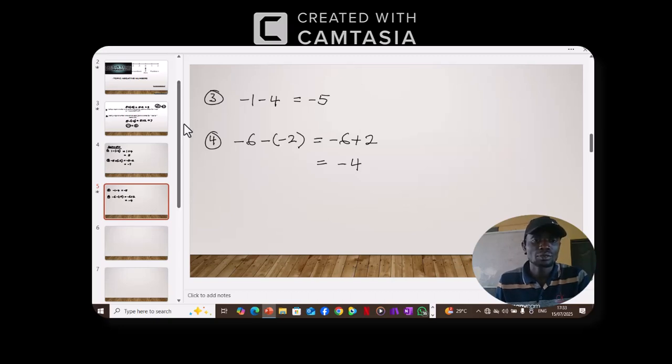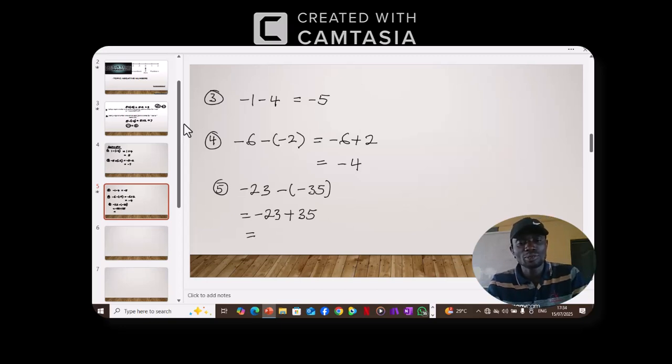So number 5, let us have minus 23 minus 35. So this one simply means minus 23. Now we have minus and minus together. It's going to be plus 35. Okay. Now, the solution here.